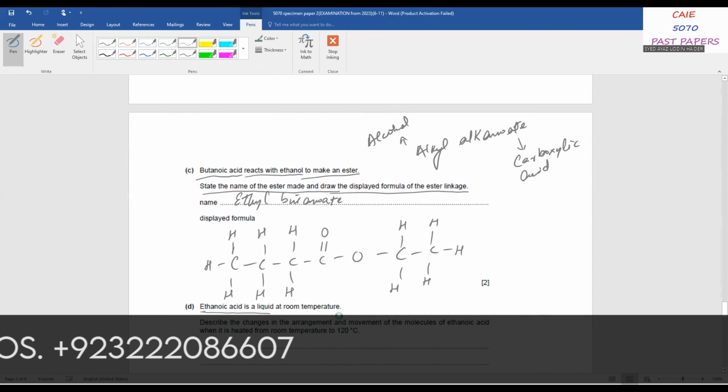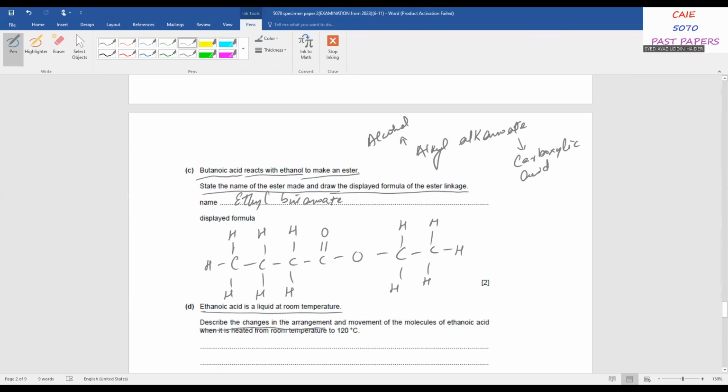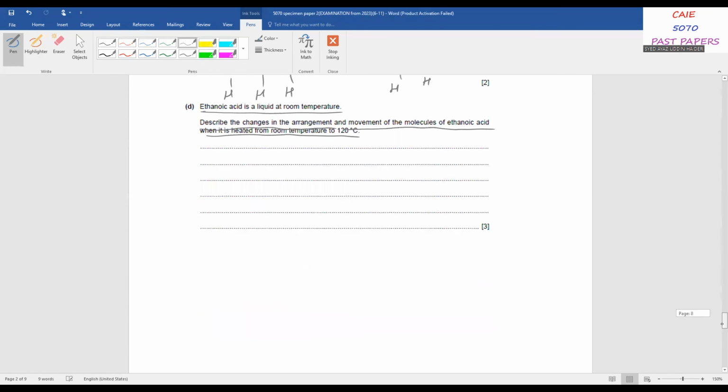Ethanoic acid is a liquid at room temperature. Describe the changes in arrangement and movement of molecules of ethanoic acid when it's heated from room temperature to 120 degrees centigrade. So 3 marks question. The molecules have more kinetic energy as temperature increases.